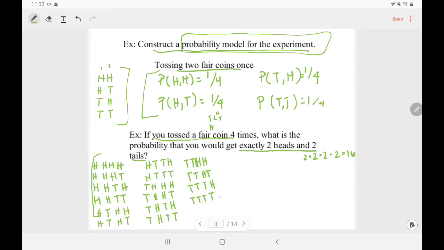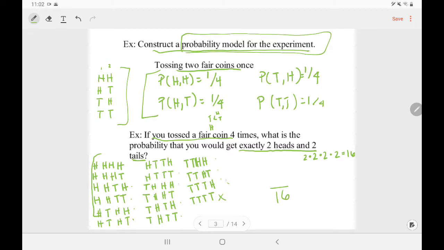Let's check. 1, 2, 3, 4, 5, 6, 7, 8, 9, 10, 11, 12, 13, 14, 15, 16. Perfect. I have every single option there. All right, so I know I have 16 possible outcomes. And what is the probability of getting 2 heads and 2 tails?